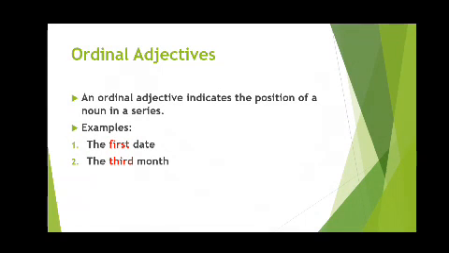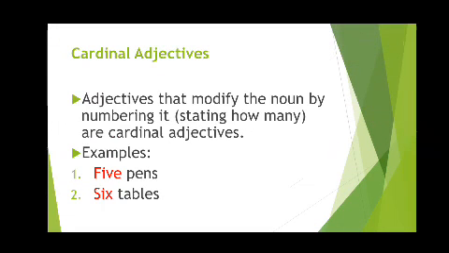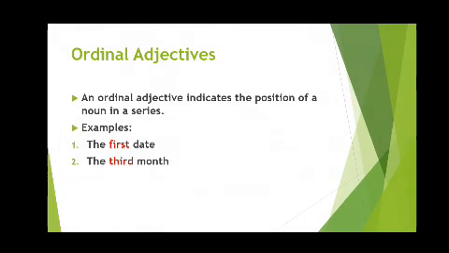Then we have the ordinal adjectives. An ordinal adjective indicates the position of a noun in a series. Example: the first date, the third month. It's the same numerical number 1, 2, 3, but in its ordinal form, not in its cardinal form. Because of this form, first and second and third, we call them ordinal adjectives, and on the previous slide we knew them as cardinal adjectives. So that is the basic difference. You should have an idea of how cardinal adjectives are different from ordinal adjectives.